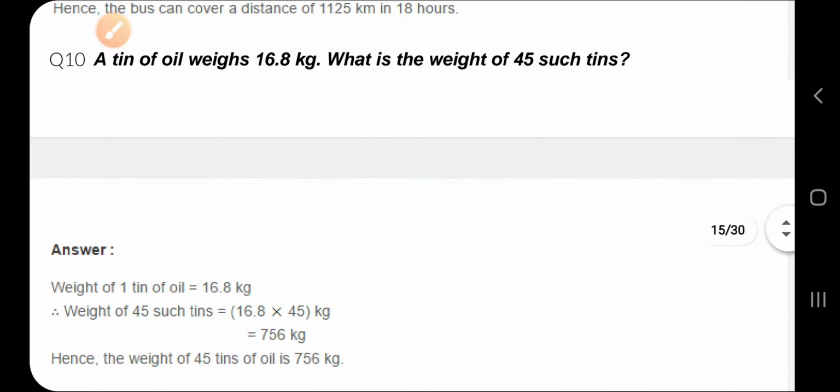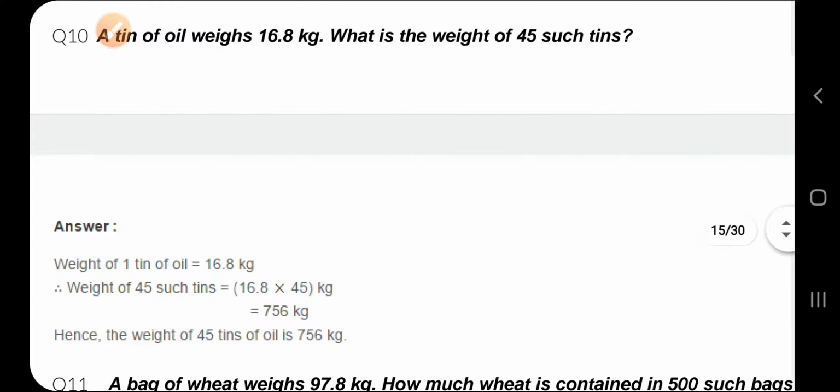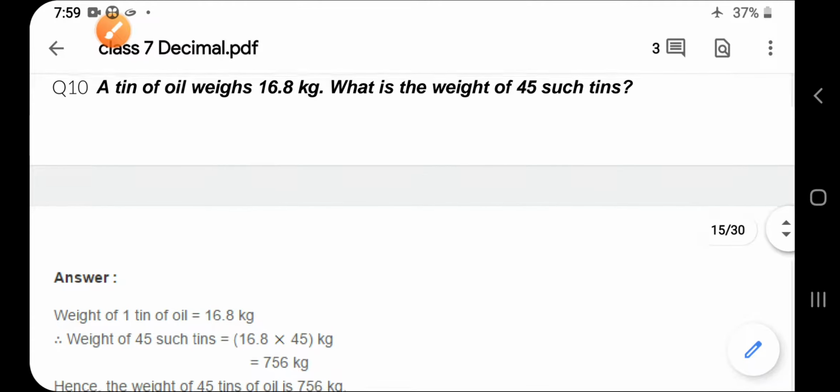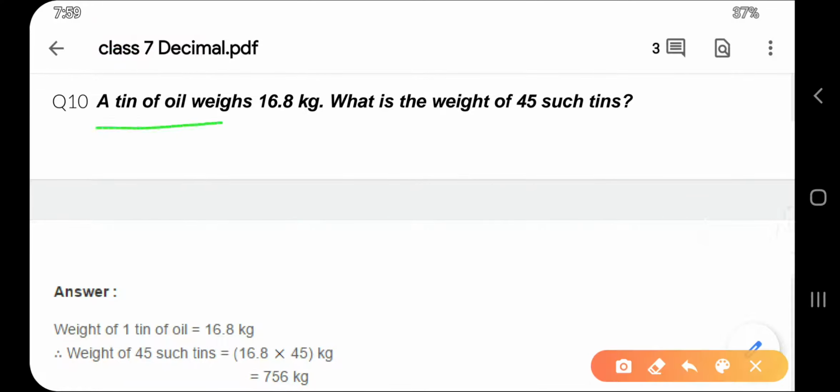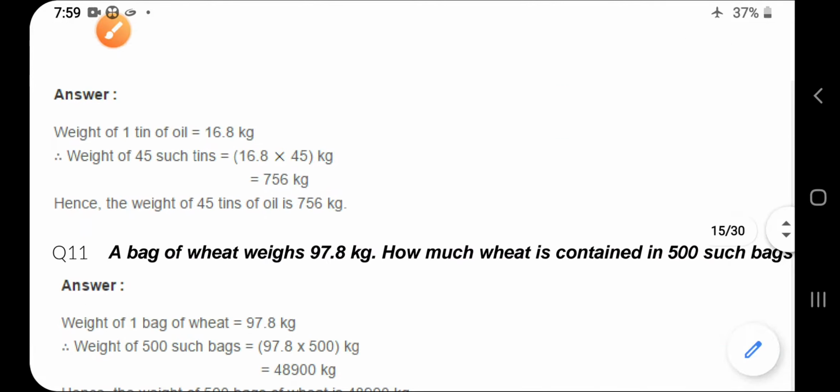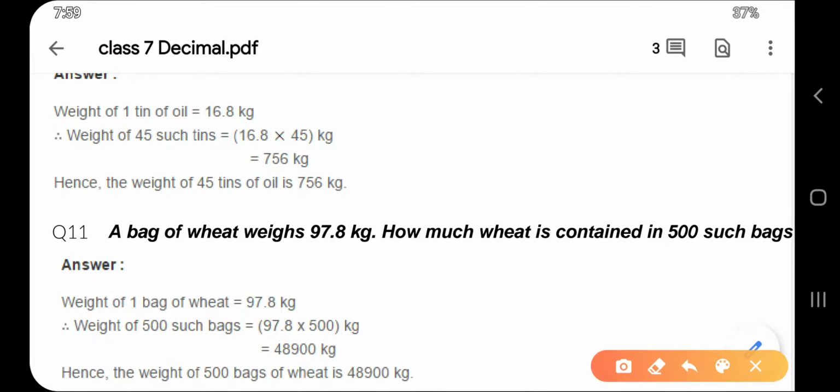Next question is, a tin of oil weighs 16.8 kilograms, and what is the weight of 45 such tins? So again, it is given for 1, you have to find for many. It is very clear, you have to multiply. So never forget to write some statements. It is very important. I have always told you to use some statements. Weight of the 1 tin of oil is 16.8 kilogram, and so the weight of 45 such tins is, whatever it is, we have to multiply.